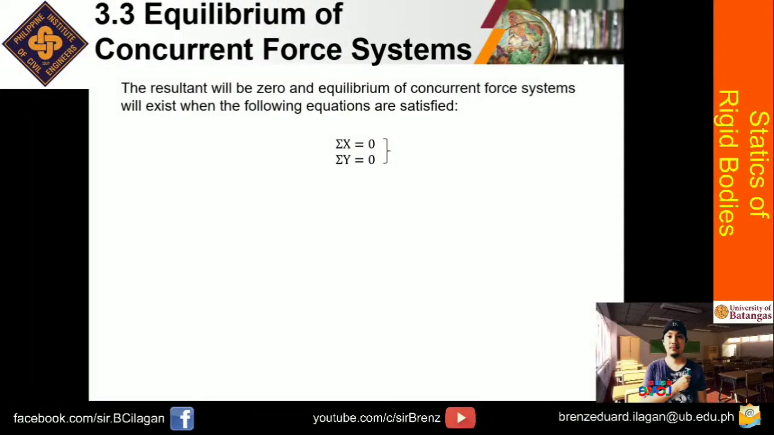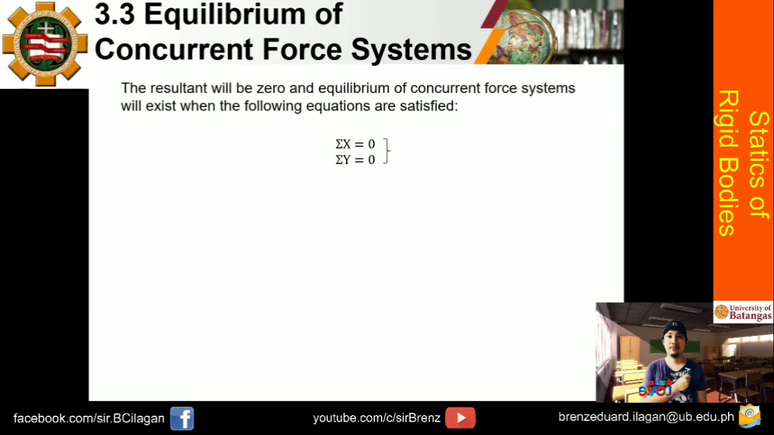Okay, so under 3.3, this is the equilibrium of concurrent force system. The condition of equilibrium for concurrent force system are obtained by determining the equation that produces a zero resultant. Before, it was shown that the magnitude of the resultant of a concurrent force system is found by means of the following equation. Okay, so ang sinasabi lang kasi doon, di ba?